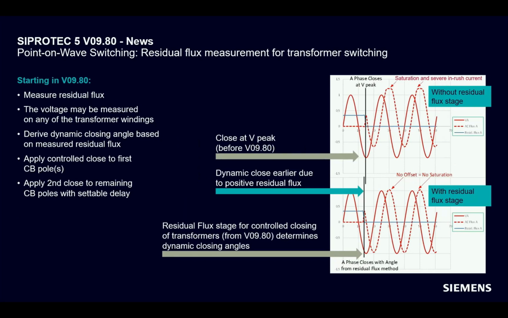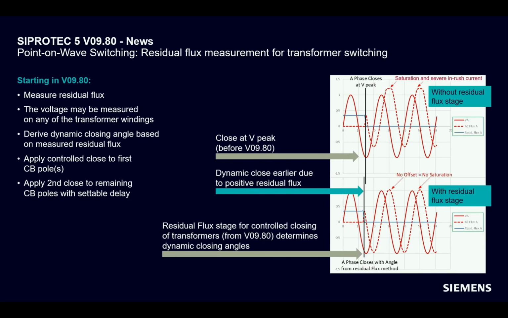Starting in version 9.80, the point-on-wave switching can measure and take into account the residual flux in its calculation. A great advantage that we brought, and that provides great flexibility in this application, is that the voltage may be measured on any of the transformer windings.